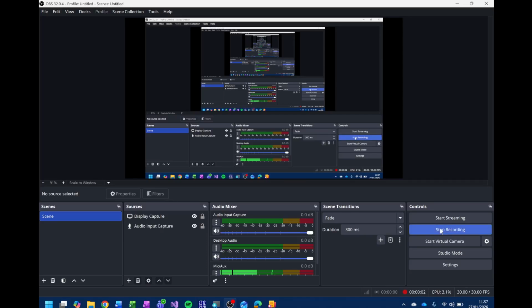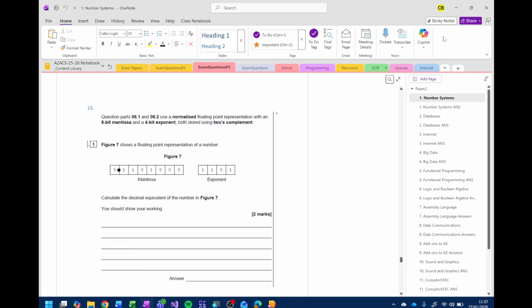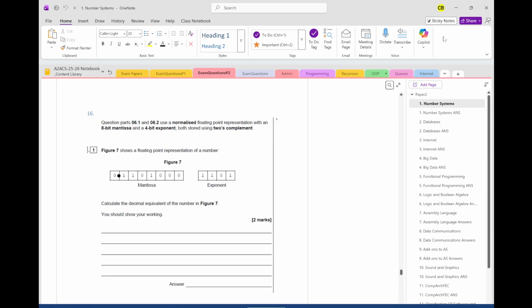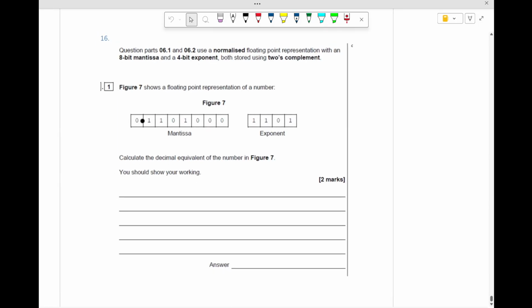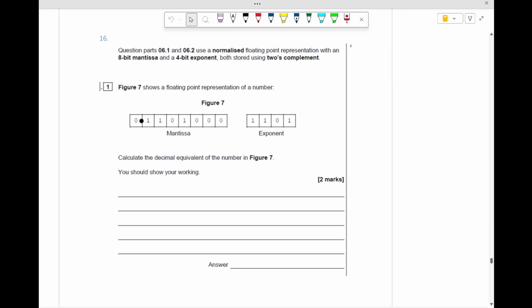Hello, right, this is question 16, or it will be in a minute. So let's make a start. This is a number systems question. These are easy marks, all right? So let's not cock it up.